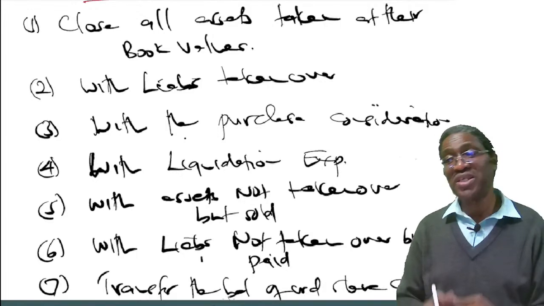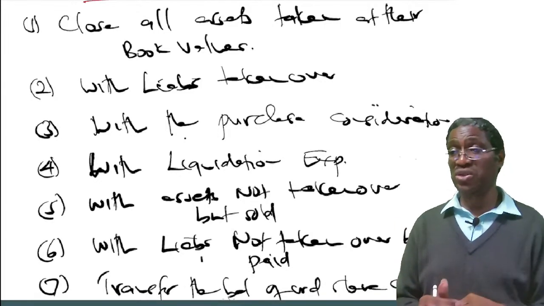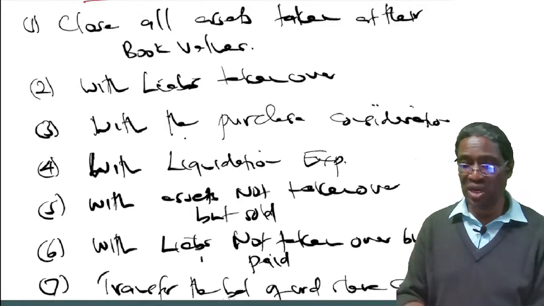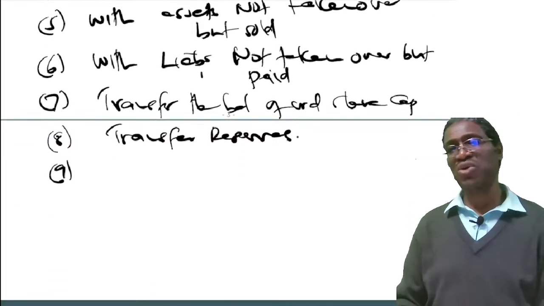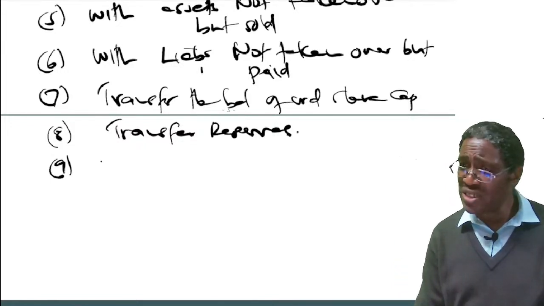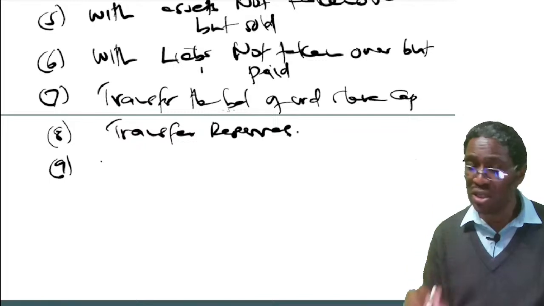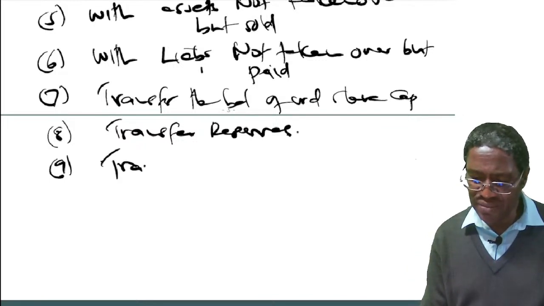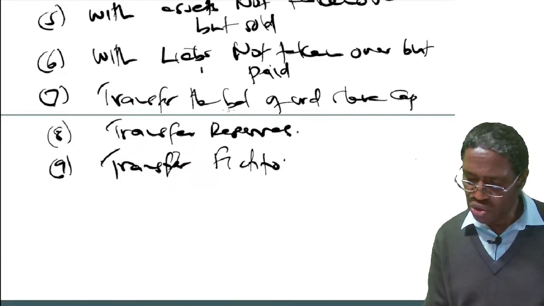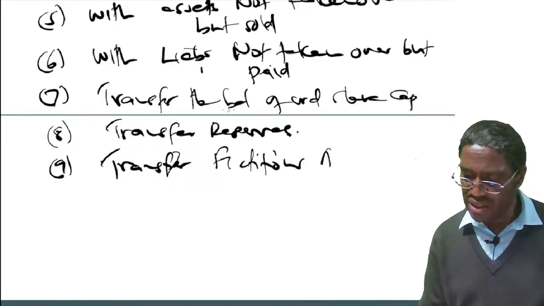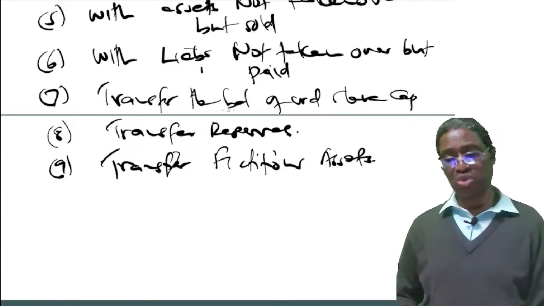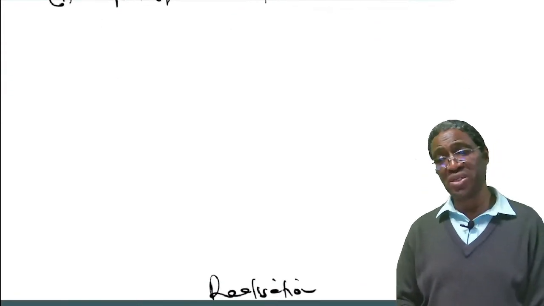It is the owners of the business who suffer the loss. So let them take over the loss of such an asset. We refer to those assets as fictitious assets. So you transfer those fictitious assets to the ordinary shareholders' members account.